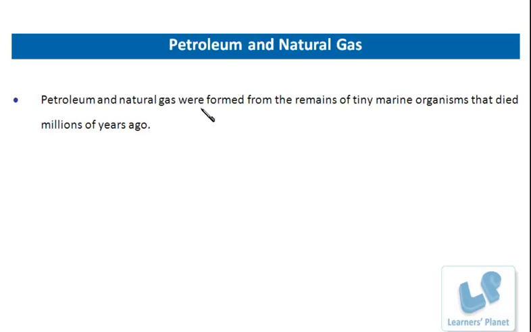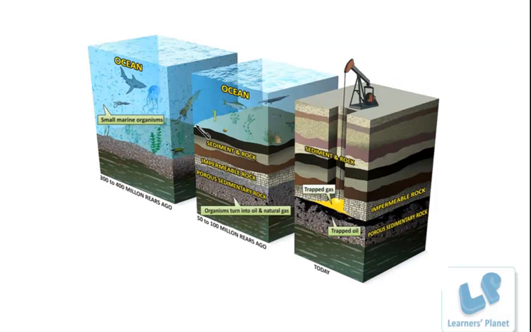Petroleum and natural gas were formed from the remains of tiny marine organisms that died millions of years ago. Marine organisms, the organisms which live in the sea, are called marine organisms. See, the small marine organisms died and settled at the ocean floor, some 300 to 400 million years ago.